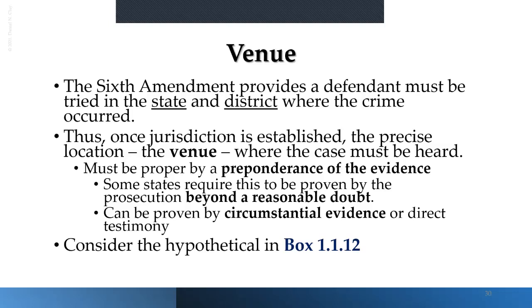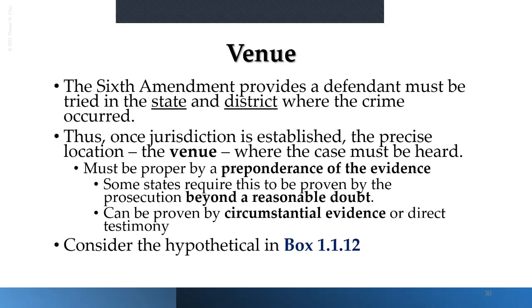It can be difficult, especially if state lines are crossed, or if state lines are not really established that well. But this is something the prosecutor has to show the court by a preponderance of the evidence, so by 50.01%, or 50% and a feather, a little bit more likely than not that this courthouse is proper.